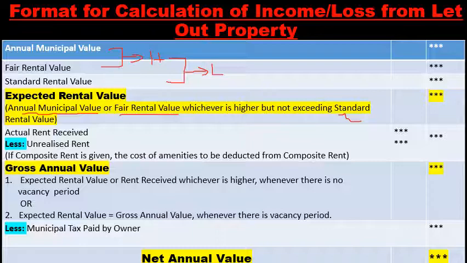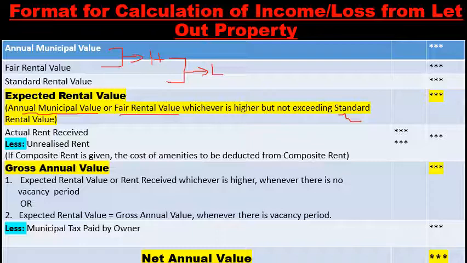So in this example, from 10,000 you have to deduct 1,000 cost of water supply, 1,000 cost of electricity, and 1,000 cost of watchman. So actual rent is 7,000. So that rent is called a composite rent. Whenever the rent of the building, rent of the house, includes the cost of the other amenities or the other facilities, then such rent is called a composite rent.